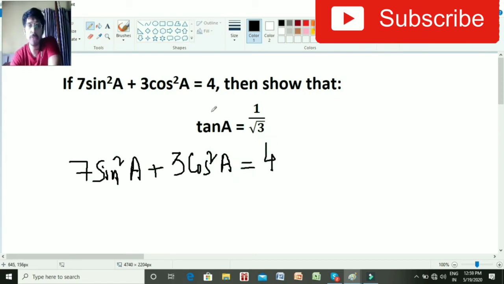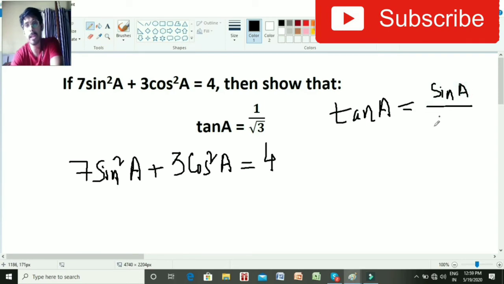Now in order to find out tan a, we have to find a relationship in such a manner, because if you try to break tan of a, we know tan of a equals sin a upon cos a. That is the value of tan a. Now somehow in this particular equation we have to find a way to find the value of sin a by cos a. So how to do that?